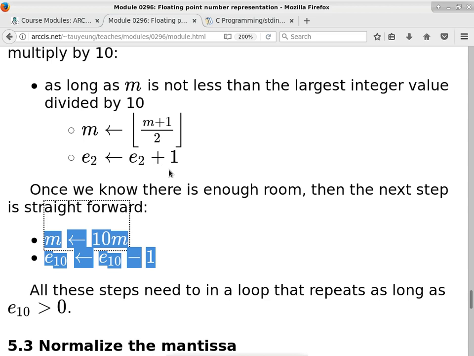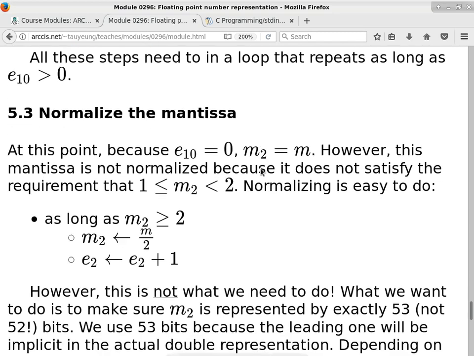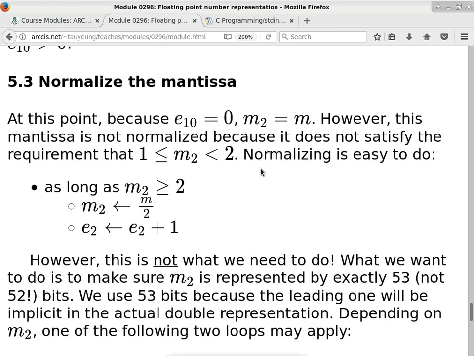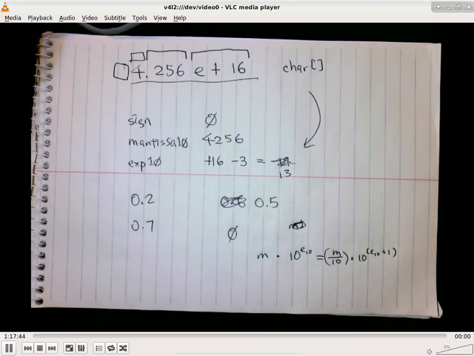Once we are done with these steps, the next step is to normalize the mantissa. The mantissa at this point is a really big unsigned integer. Normalizing means we are moving the binary point so that it becomes 1 point blah blah blah. But there's no actual operation that you need to do, because we can do all of that by just adjusting E2. Okay, let me switch to the document camera.